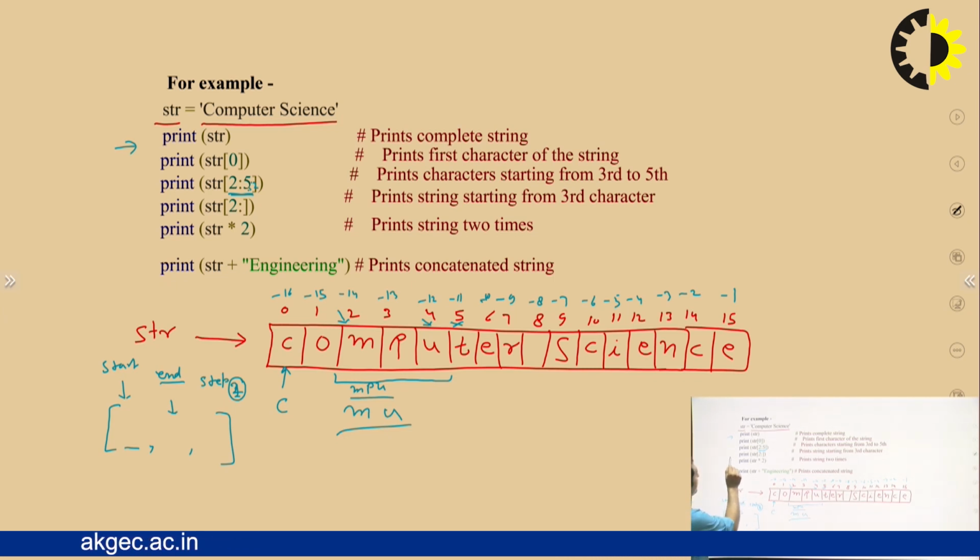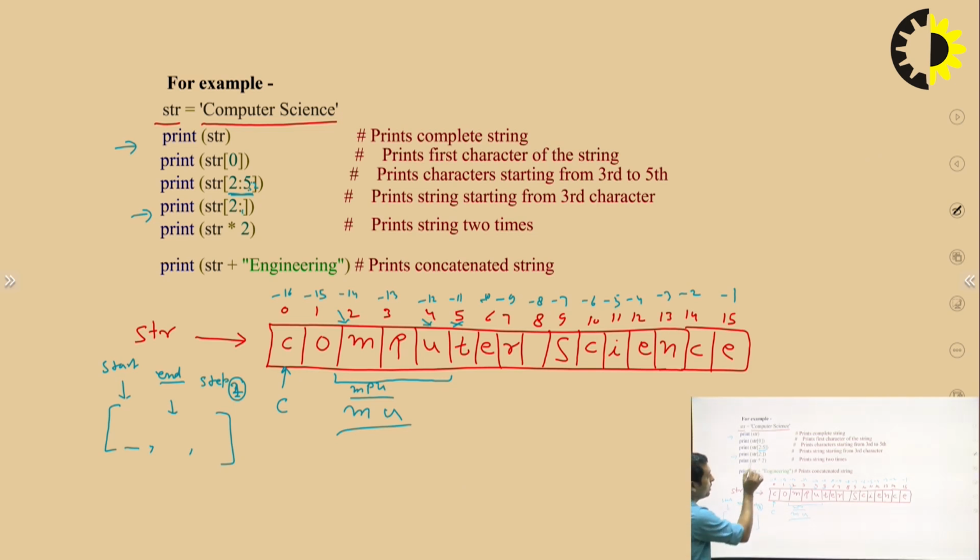Now the third operation, print str[2:]. When nothing is given at the end, it goes up to the last element. So this will start from index 2, that is M, and go up to the last. This will give M P U T E R, then space, then S C I E N C E, science, mputer science. Okay, these are different slice operations. As per need we will use them.